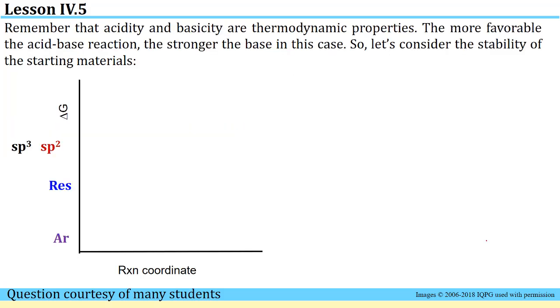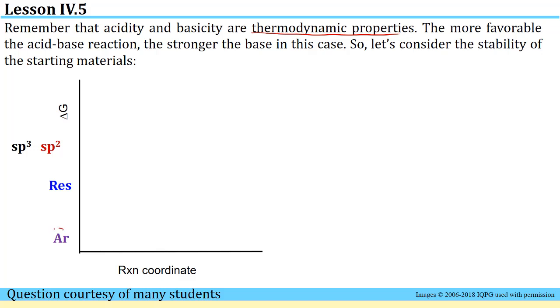So with that in mind, we have to remember that acidity and basicity are thermodynamic properties. Remember that the acidity can be defined by the pKa, which is a negative log of the Ka, an equilibrium constant. So we're really trying to think about an equilibrium or a thermodynamic property. So we can figure this out just by looking at stabilities. Specifically, the more favorable the acid-base reaction, the stronger the base. So let's consider the stability of the starting materials.